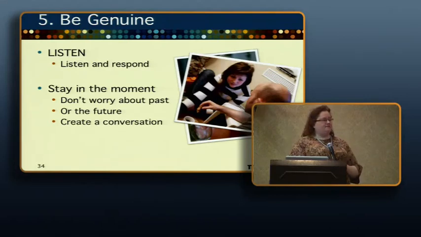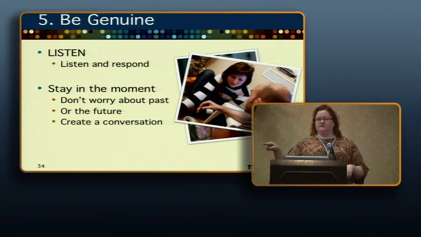Don't worry about the past if you said something wrong a couple minutes ago. Don't worry about what they're going to do next when they get to the next page. Create a conversation and stay in the moment. Much like you have a conversation with your friends and family. That's what you want to do.